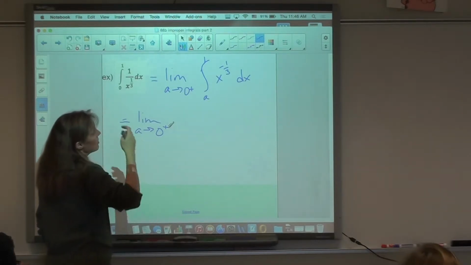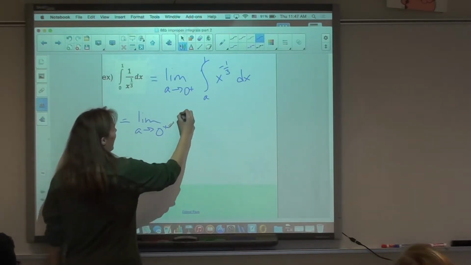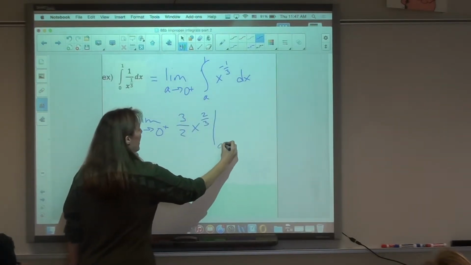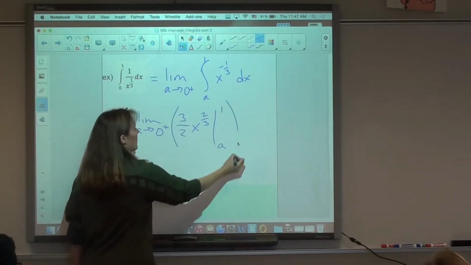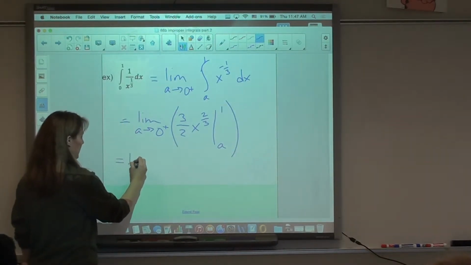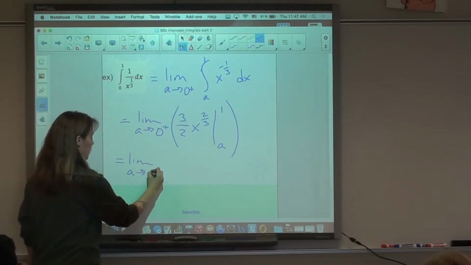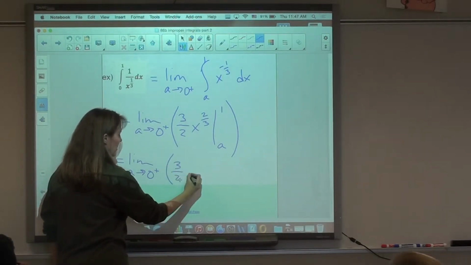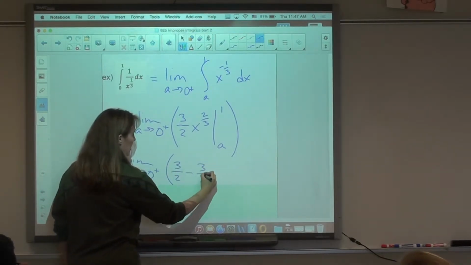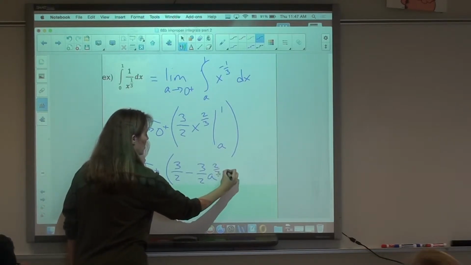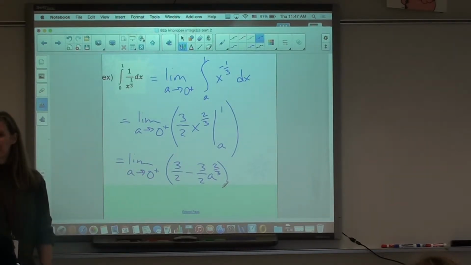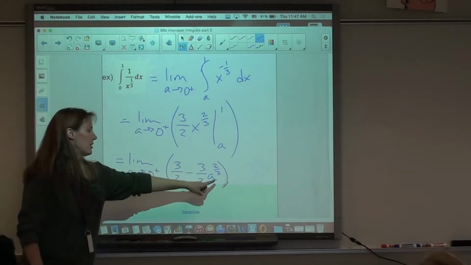All right, so let's see. Antiderivative of x to the -1/3, so you get 3/2 x to the 2/3 from a to 1. So we end up with 3/2 times 1 minus 3/2 a to the 2/3. So if you plug in a 0 for a, what do you get? Yeah, you get a 0, right? You don't get an undefined.